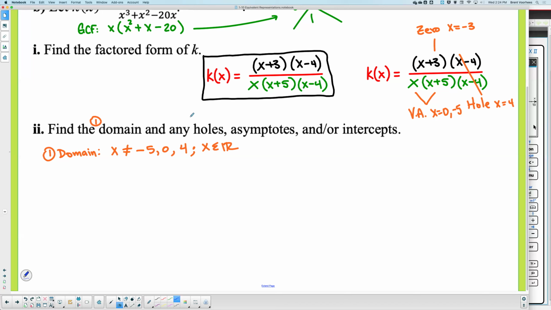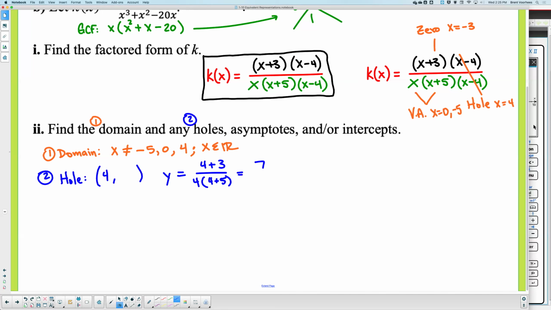Did we have a hole? We had a hole when x equals 4. So we have to find the y value. How do you find the y value? You plug the 4 into the remaining equation. So it'll be, again, I don't need the parentheses in the numerator because parentheses means multiply, and we've canceled what it's multiplying with. So it's just 4 plus 3 over, I do need the parentheses in the denominator, 4 times (4 plus 5).